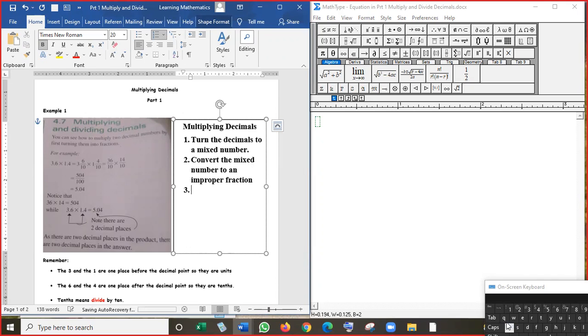And then you multiply the improper fractions. Then turn improper fractions, instead of saying turn back, turn improper fractions to decimal. But the improper fraction now is the product. The product, after you multiply, you get a product.